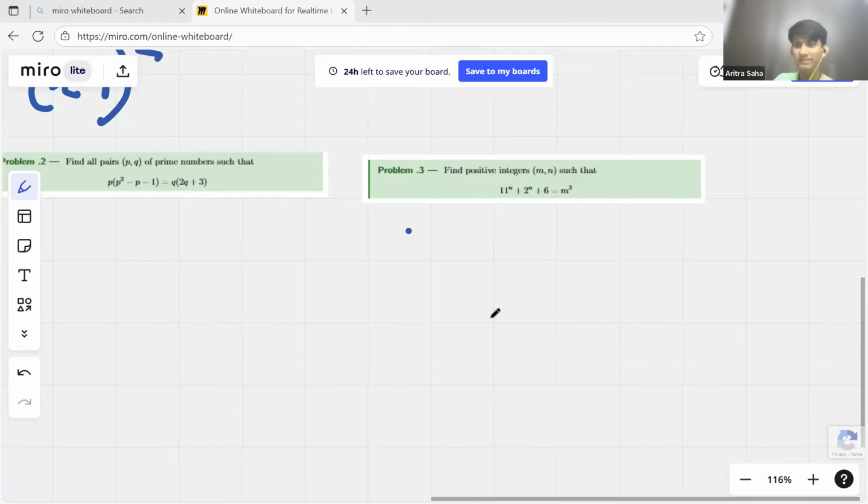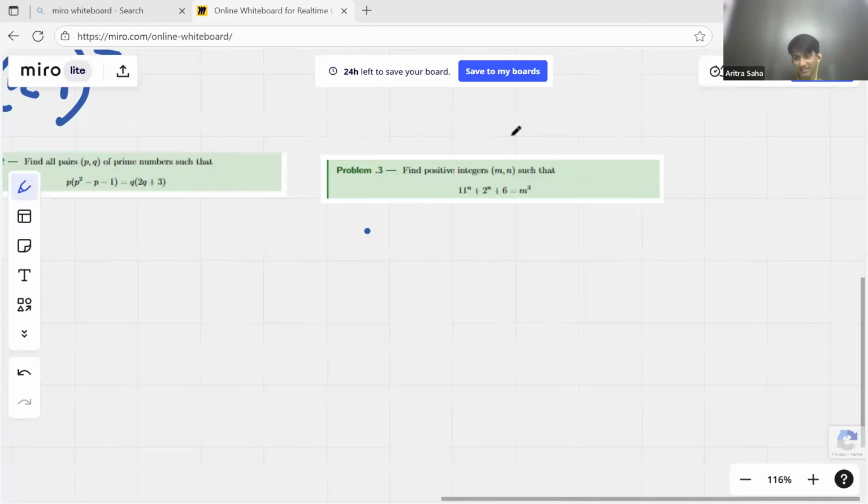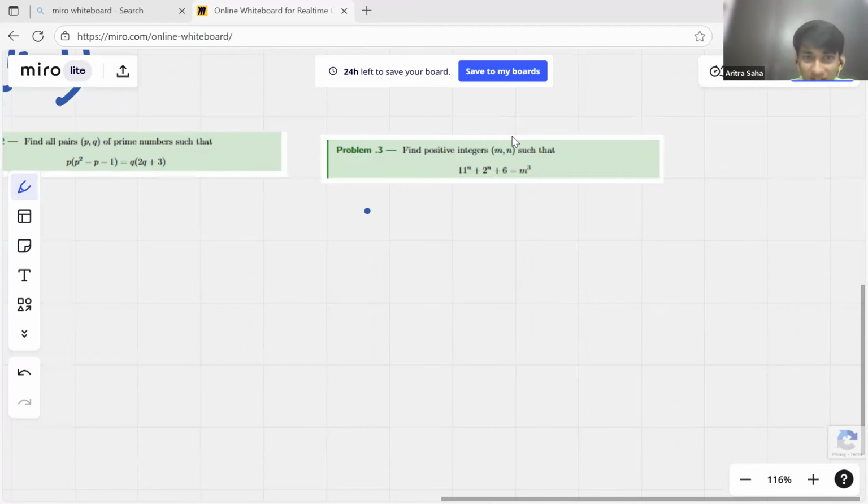Okay, a derivative problem is a nice one, I think. I'll also do that. That's a nice one. In the third problem, I guess you have to take mod 3 again.